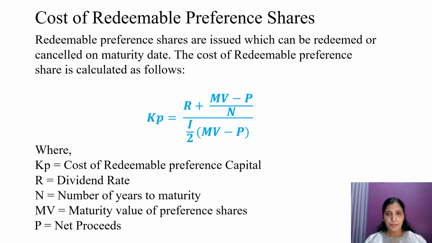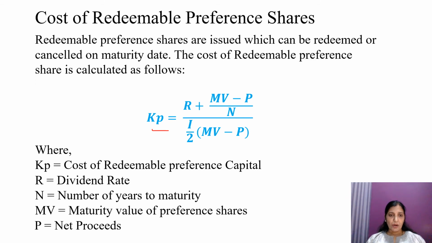Cost of redeemable preference shares. Redeemable preference shares are issued which can be redeemed or cancelled on maturity date. The cost of redeemable preference share is calculated as follows. So hope you remember the cost of redeemable debentures, debt. Similarly, we have here Kp, cost of preference shares, is equal to R plus (MV minus P) divided by N, divided by half into (MV plus P). Remember, we don't have a tax part over here. It is applicable only for debt and not on preference nor on equity.